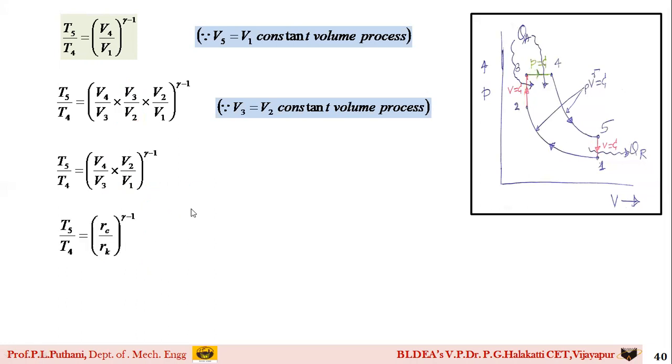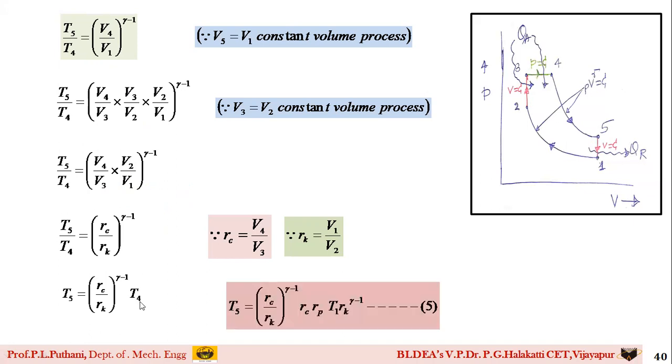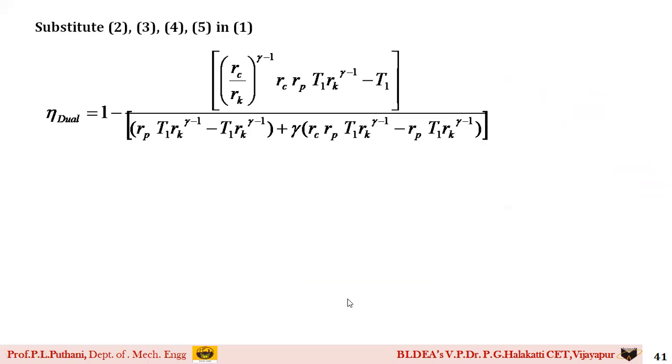So therefore, T5 is equal to, how do I write now? I can write it as RC by RK raised to gamma minus 1 into T4. Just now we have derived the equation for T4, which I'll substitute here directly. That is RC into RP into T1, RK raised to gamma minus 1. So this is the equation for T5 in terms of T1. Now I'll substitute all the values of T2, T3, T4, T5 in the thermal efficiency equation, and the resulting equation I get in this form.